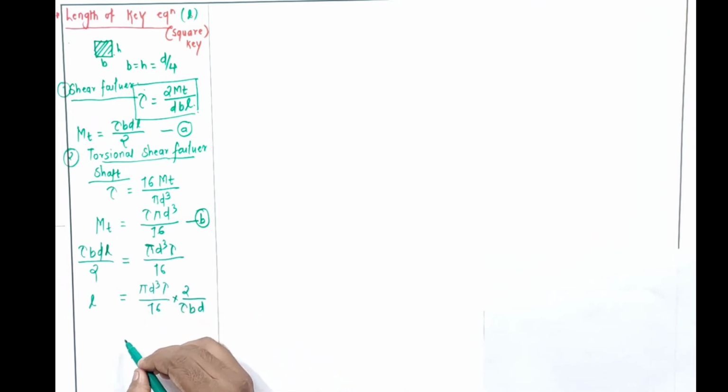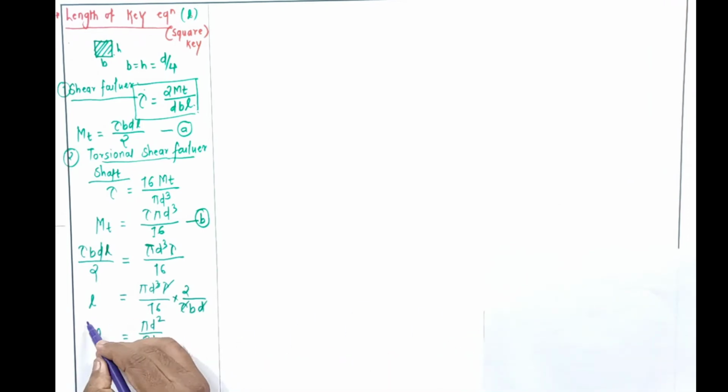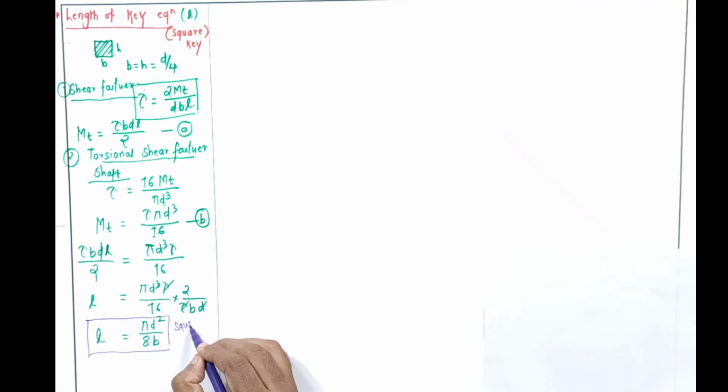Now here d gets cancelled. So here l is equal to, 2 eights, that is I can say directly d gets cancelled, pi d square, tau gets cancelled, divided by 8b, correct? So this is the equation we got directly here for the length, but we are considering this for the square key. The square key suggests b is equal to h is equal to d by 4.